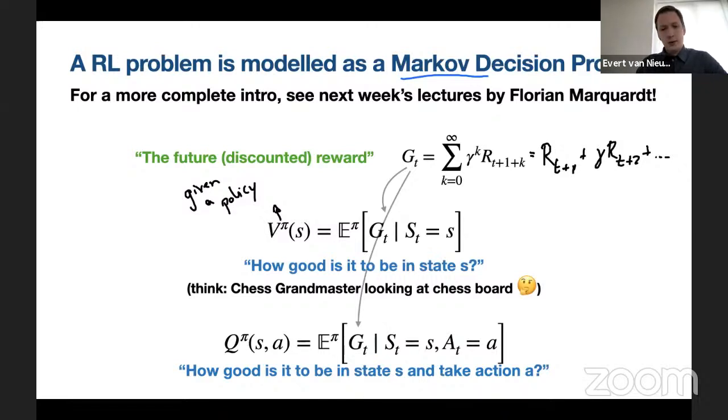It's very similar. It just says, how good is it to be in this state and take action a? These two are clearly related. And you can formalize the relation between the two much more if you look into the Markov decision process language, okay?